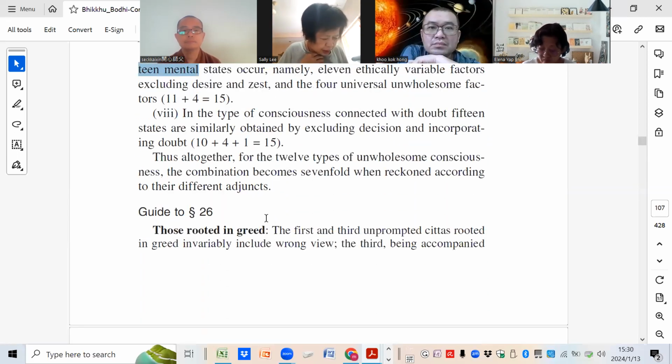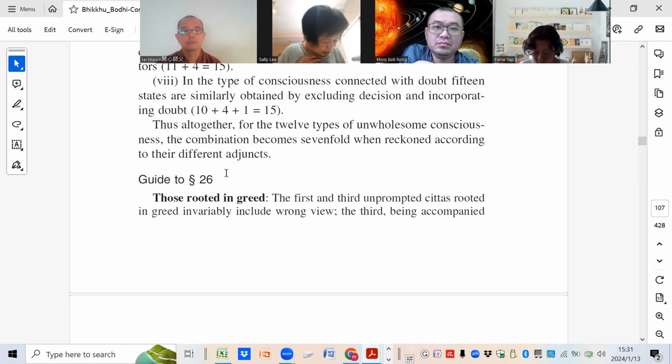In the type of consciousness connected with restlessness, 15 mental states occur, namely 11 ethical variable factors excluding desire and zest, and the 4 universal unwholesome factors. 11 plus 4 equals 15. In the type of consciousness connected with doubt, 15 states are similarly obtained by excluding decision and incorporating doubt. 10 plus 4 plus 1 equals 15.